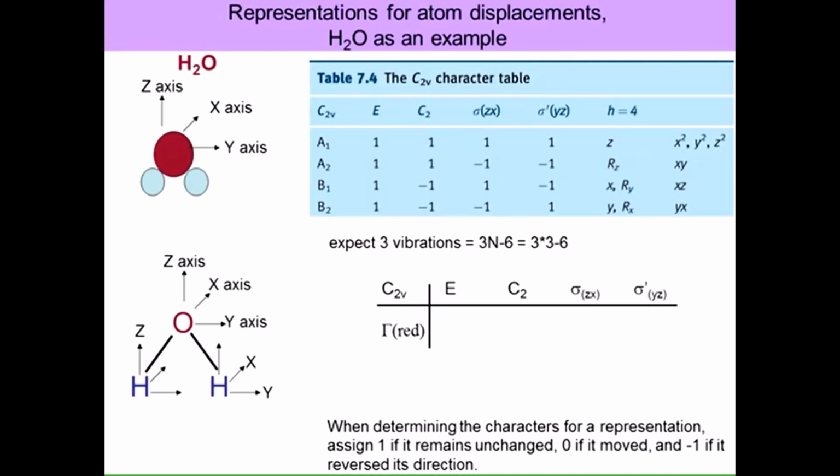If you see, the formula is 3n minus 6, where n corresponds to the number of atoms. So here we put in 3 times 3 minus 6, which is equal to 3. So the total number of normal vibration modes will be 3. Active or non-active, we will see later. Now we will find out the reducible representation for the water molecule.